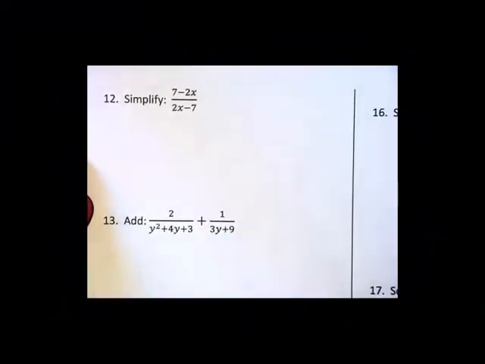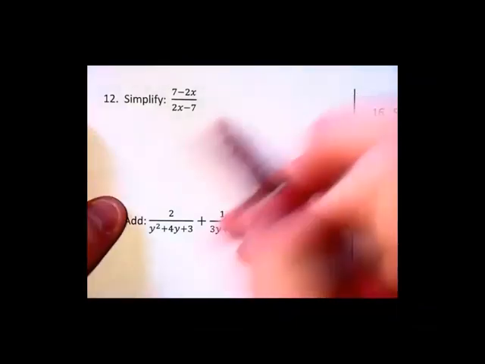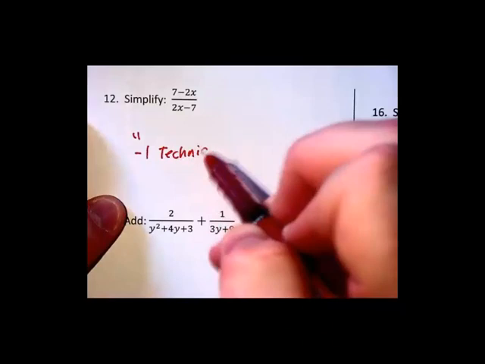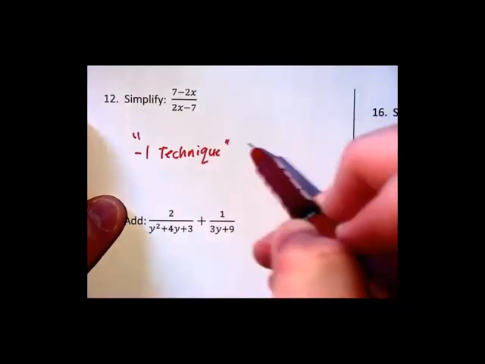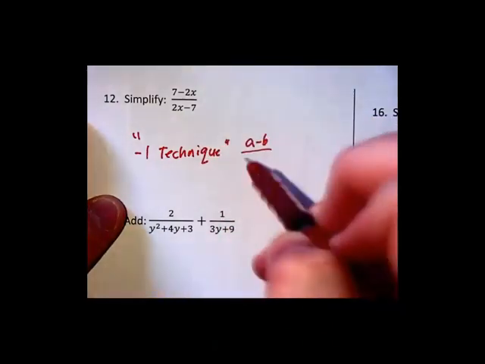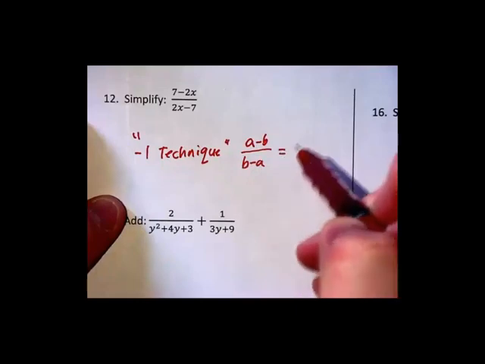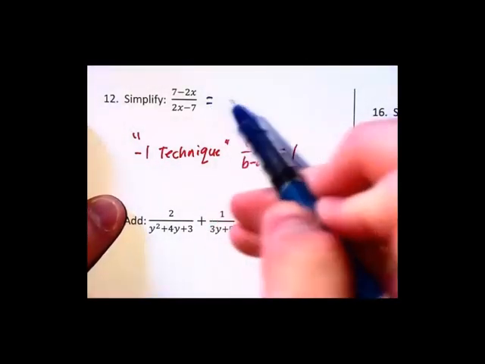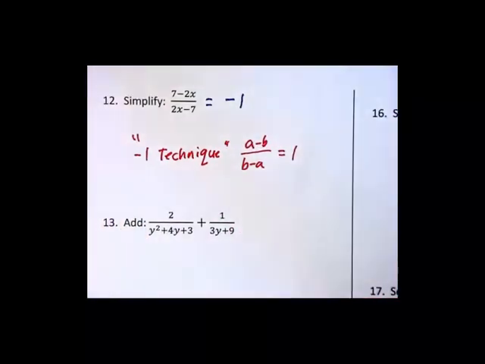7 minus 2x, 2x minus 7. Not the same. Do you remember the -1 technique? The -1 technique told us that a minus b over b minus a equals -1. And that's what we have in this problem. The answer is -1 automatically.